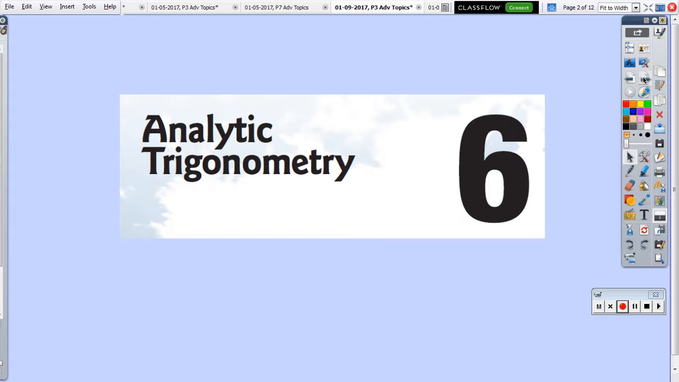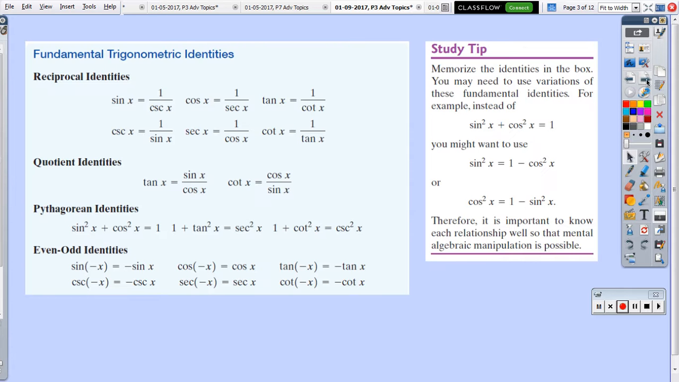This is where we left off yesterday. Chapter 6. So to kind of blend in, I may have repeated myself here, but that's okay. The 3 groups that you are now pretty familiar with are the reciprocal identities, quotient identities, and Pythagorean identities. You should definitely get your notebook out and start taking notes. You should also have your reference sheet out.